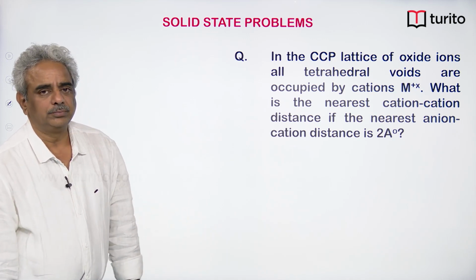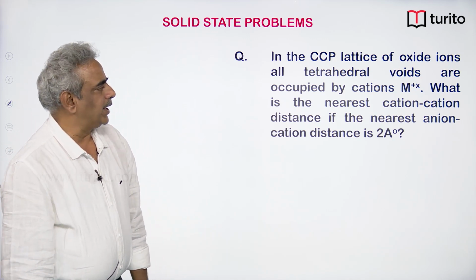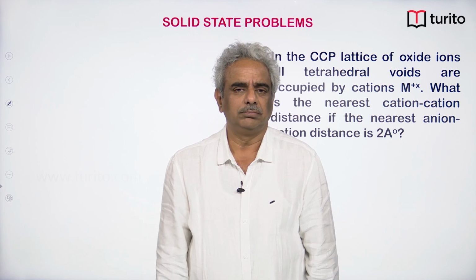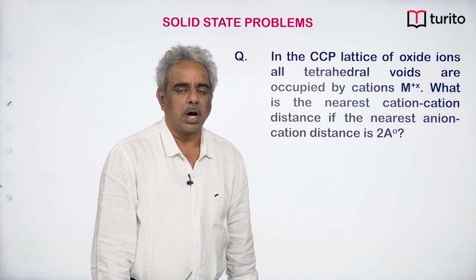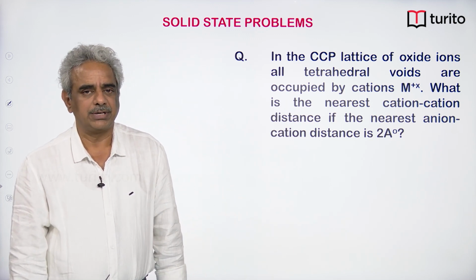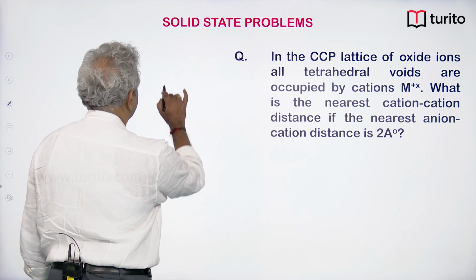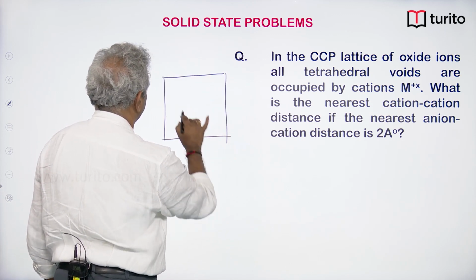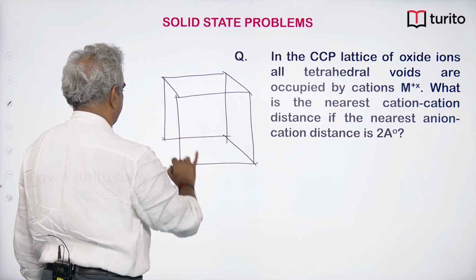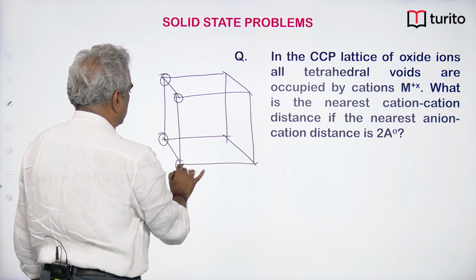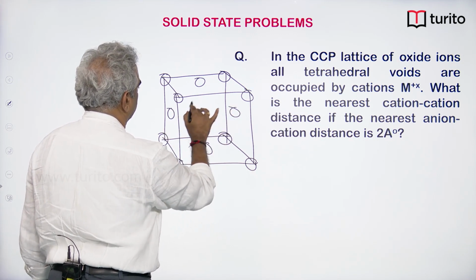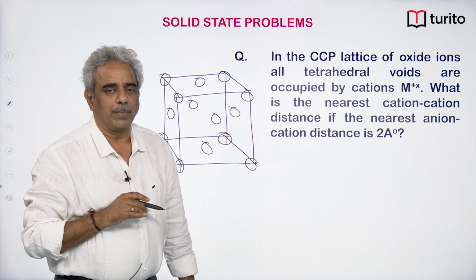See, this is another problem we have done. Oxide ions, all tetrahedral voids are occupied by M plus. It is like lithium oxide. In lithium oxide, what is the structure? All oxides make FCC lattice and all lithiums occupy the tetrahedral voids. So, if you have lithium oxide, all oxides make FCC and you have got lithium ions occupying all the tetrahedral voids, top and bottom, left and right, back and front. All the tetrahedral voids are occupied.